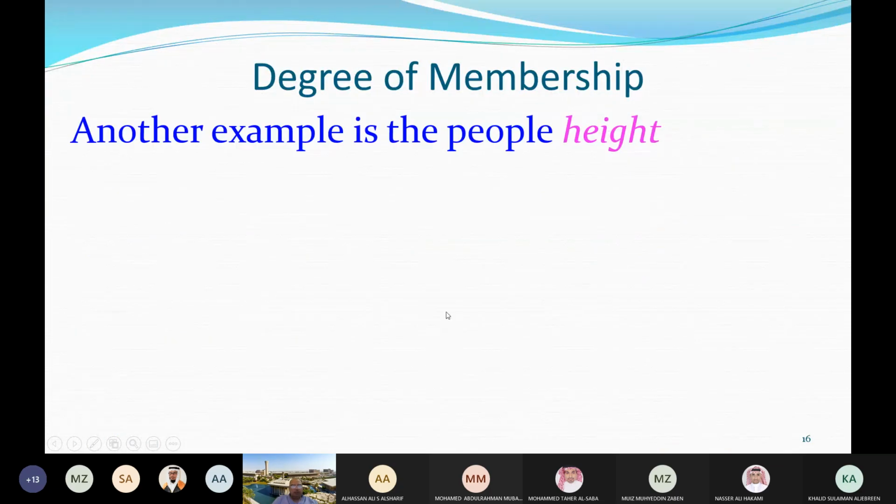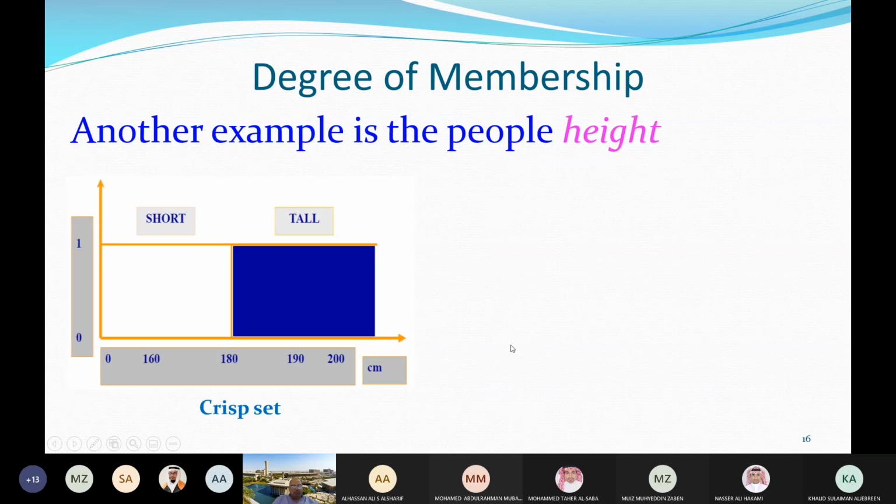Degree of membership: assume, for example, that you want to measure or classify people's height. You can assume that greater than 180 centimeters is tall, and below this is short. And this is a crisp set.